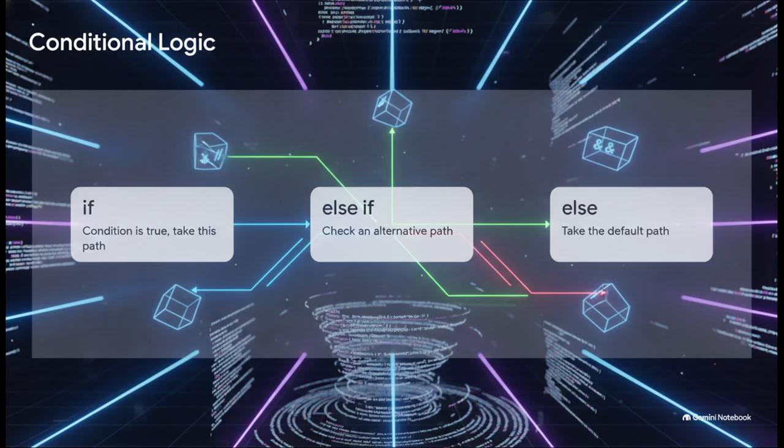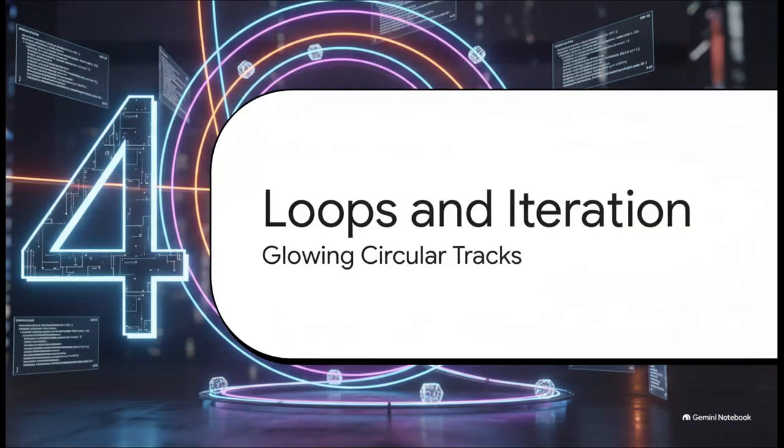Oh, and remember, this is where logical operators really shine. By using the double ampersand for and or double pipes for or, you can group multiple conditions together to build some seriously brilliant decision trees. Section 4, loops and iteration, glowing circular tracks.